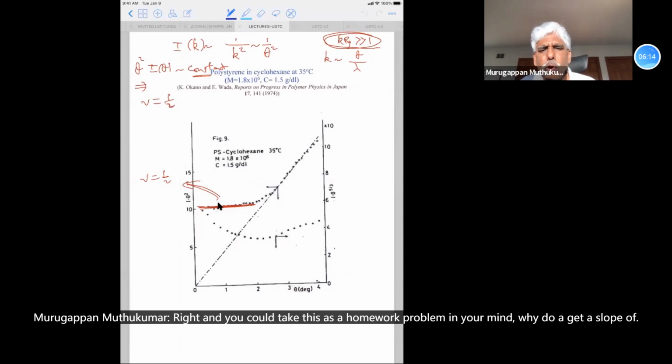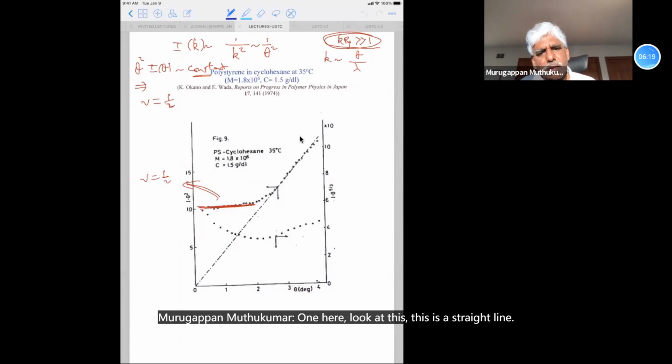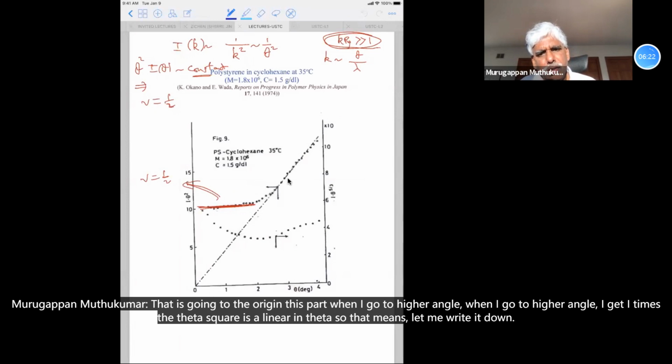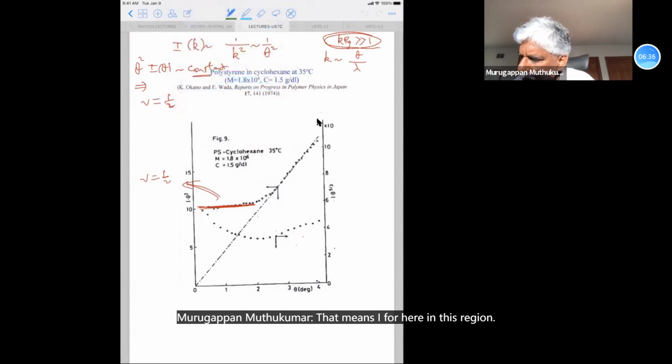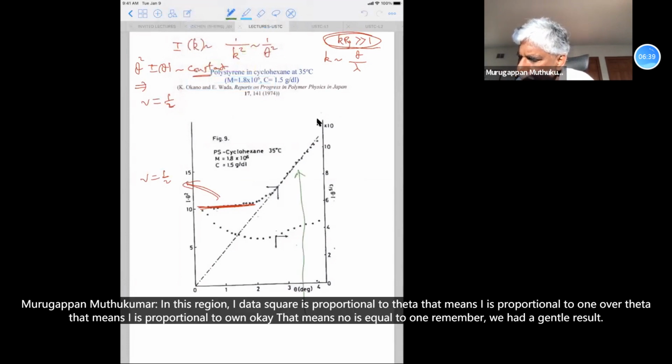And you could take this as a homework problem in your mind. Why do I get a slope of 1 here? Look at this. This is a straight line that is going through the origin. When I go to higher angle, I times theta squared is linear in theta. That means, in this region, I theta squared is proportional to theta. That means I is proportional to 1 over theta. That means I is proportional to 1 over k. That means nu is equal to 1.